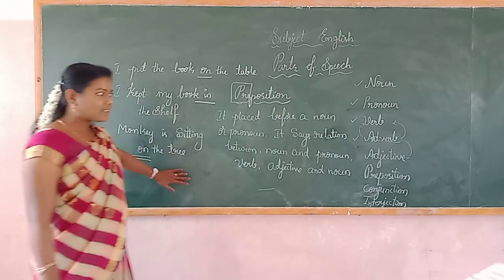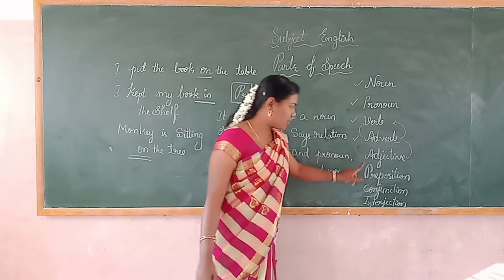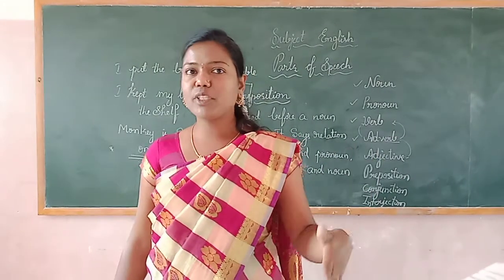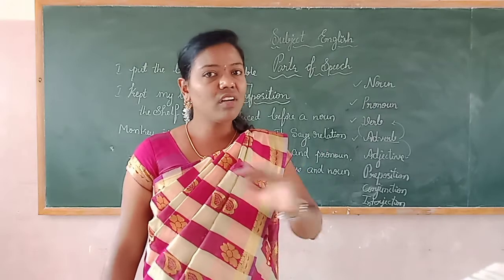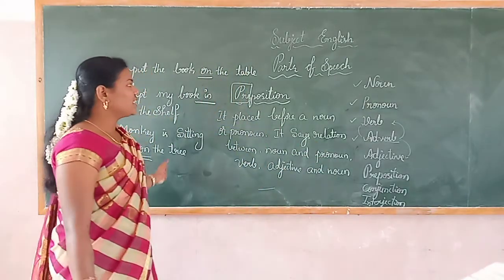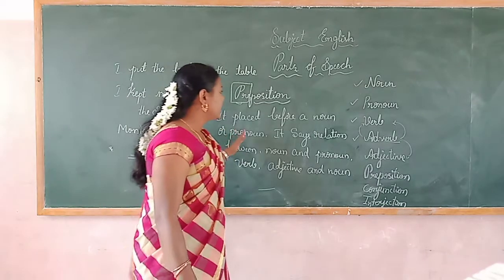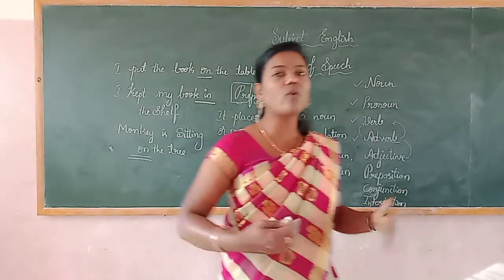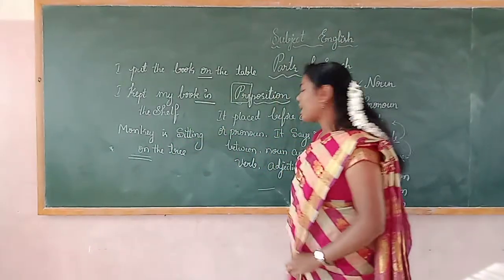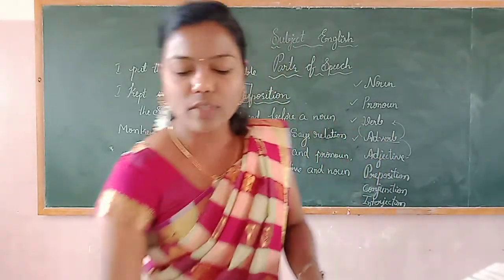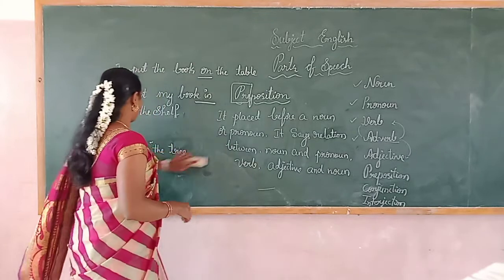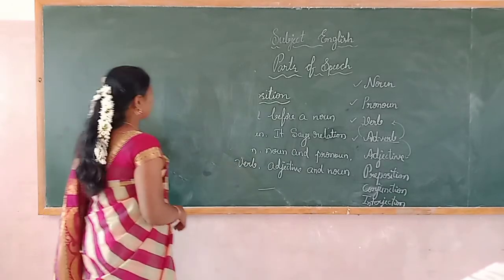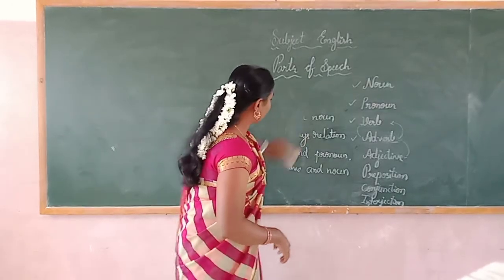Dear student, in this class we are discussing only adjective and preposition. Adjectives tell something more about the noun, about the quality and quantity of the noun. And a preposition shows the position. It is placed before a noun or pronoun and shows the relation between noun and pronoun, noun and verb, and also noun and adjective. Now I give some more examples. I will write more examples on the board. You will identify the adjectives and prepositions.